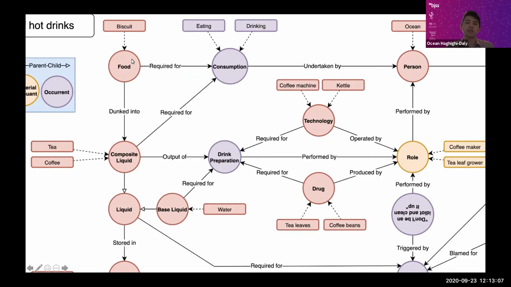The coffee house might sell cookies or a biscuit. Those biscuits get dunked into the composite liquid. Both get consumed, again, by another person. This time a different type of person. That'll be a customer rather than an employee. But that's something that would probably be stored later on down the line in actual physical data models. So that's a quick run through of what an ontology is doing and how it's stored and the kind of information it is storing and representing and showing.